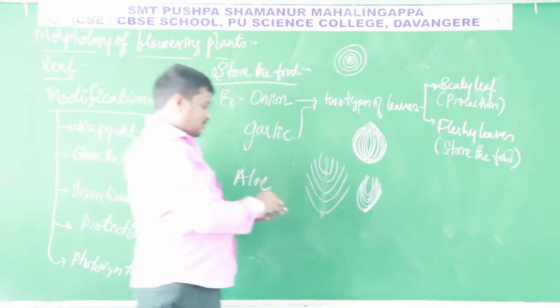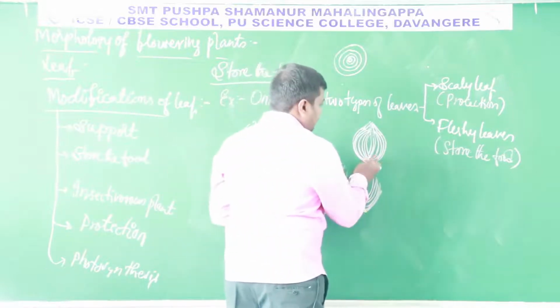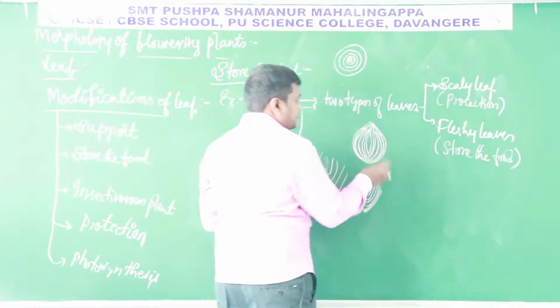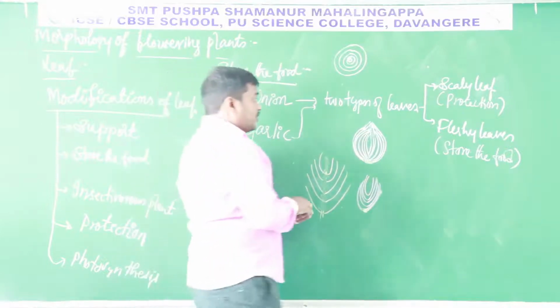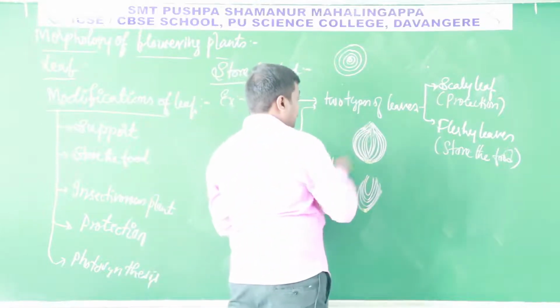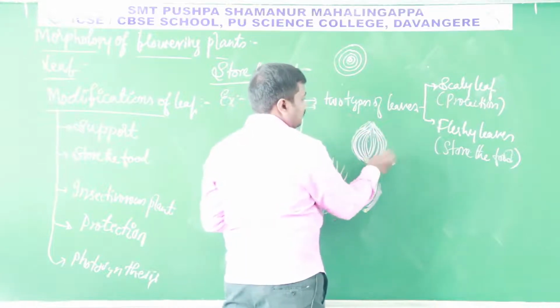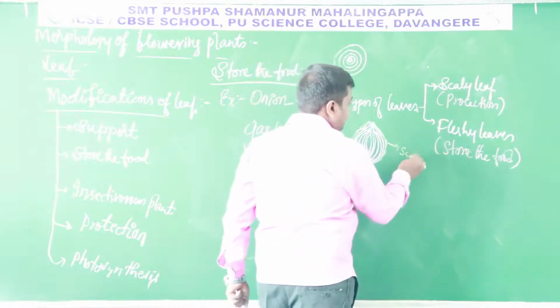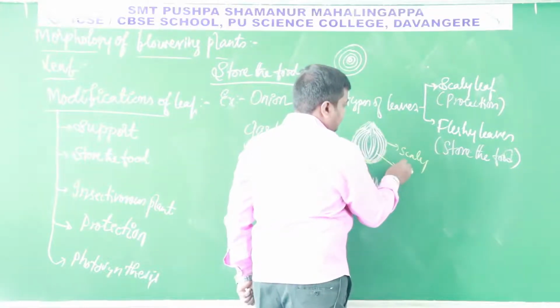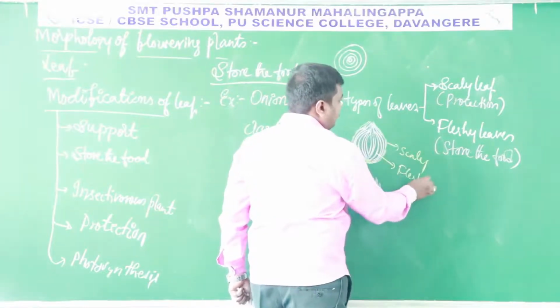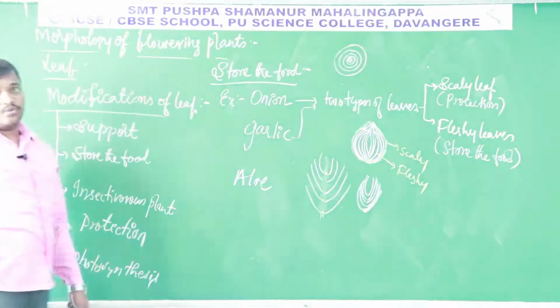Okay, so this is the onion. What is inside this onion? That is the fleshy leaves. Outside it there are slightly dry leaves. That dry leaves surround it. So this is scaly, and inside it is fleshy. So fleshy leaves store the food.